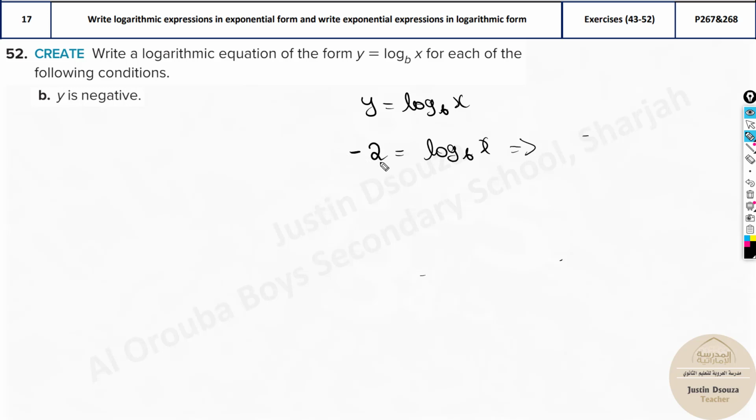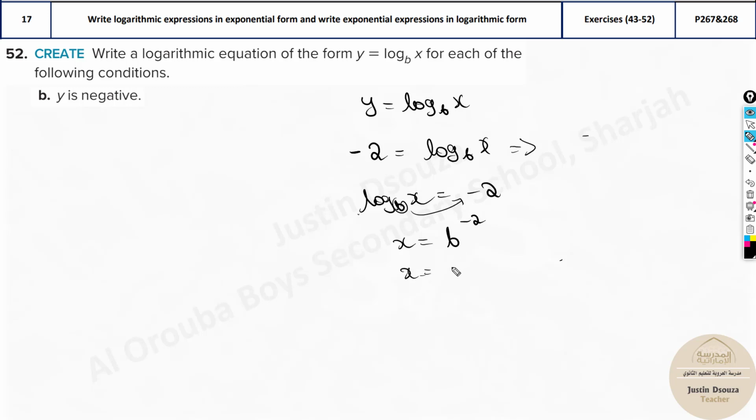Okay, y is minus 2. Now take this b to the other side, or I'll write log base b of x equals minus 2. Now it's easy. So I will move the base over here to the other side. It will be x equals b to the power minus 2. Now, since they're assuming values, let's assume b also to be 2.